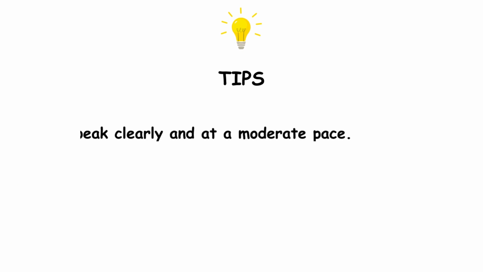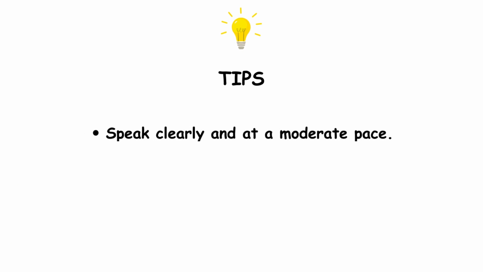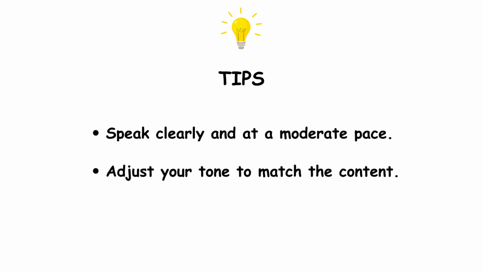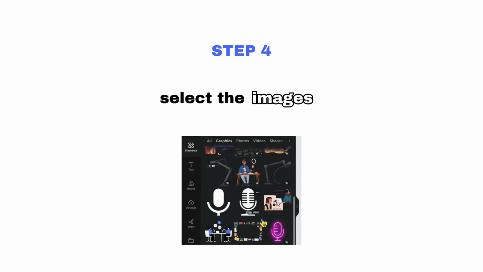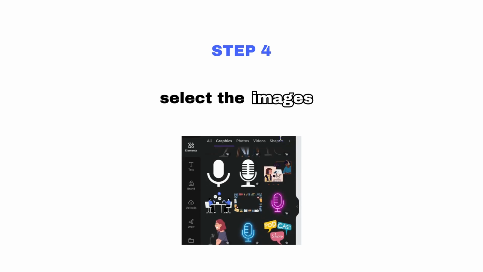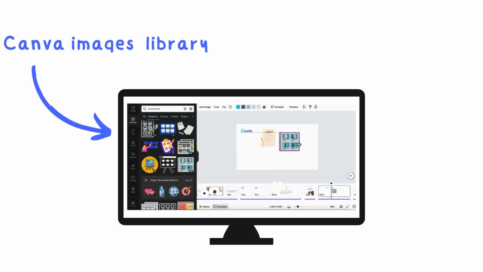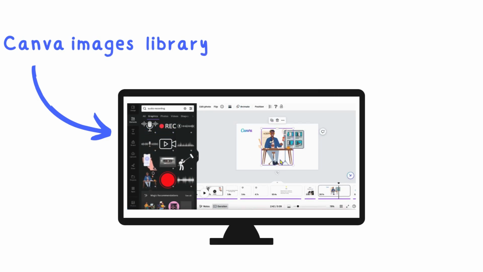Tips. Speak clearly and at a moderate pace. Adjust your tone to match the content. Practice before recording. Step 4. Select the images for your video. Head over to Canva and choose images that complement your script and storyboard.